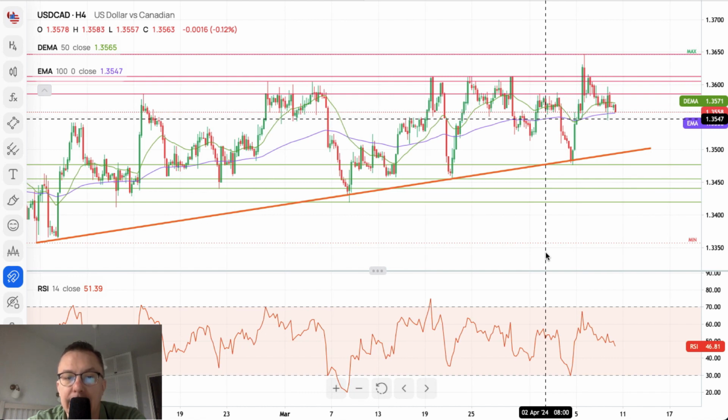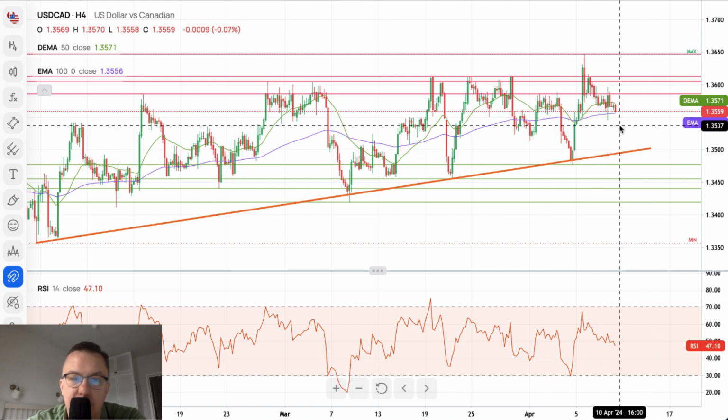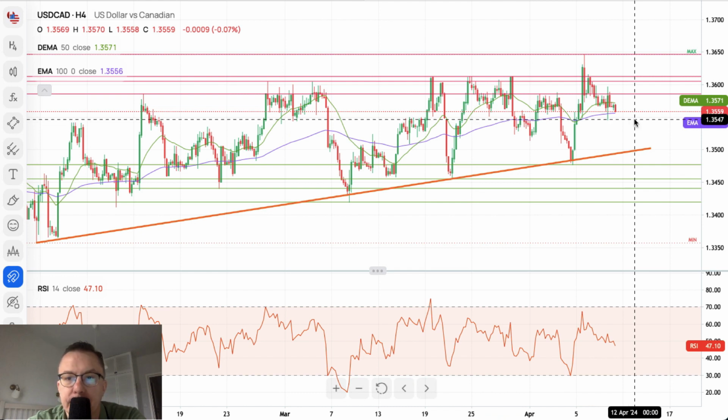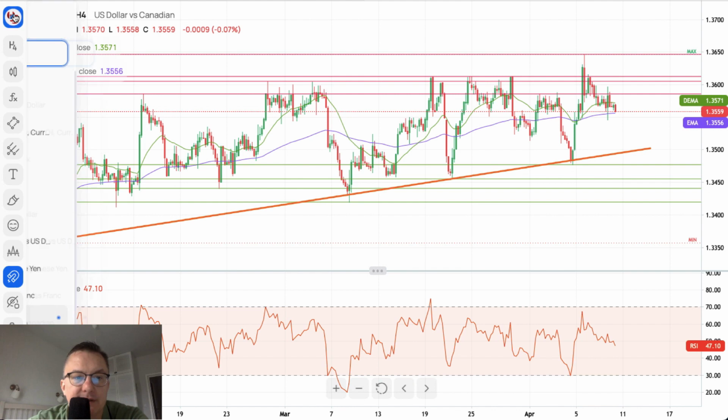bearish. If the Bank of Canada leaves the interest rate at the same level, then deterioration will go towards the technical support. If there is a hike, the US dollar to the Canadian dollar might spike higher. So that's the US dollar to the Canadian dollar.